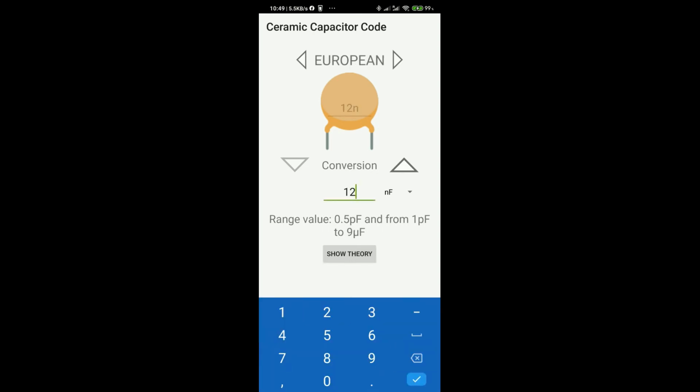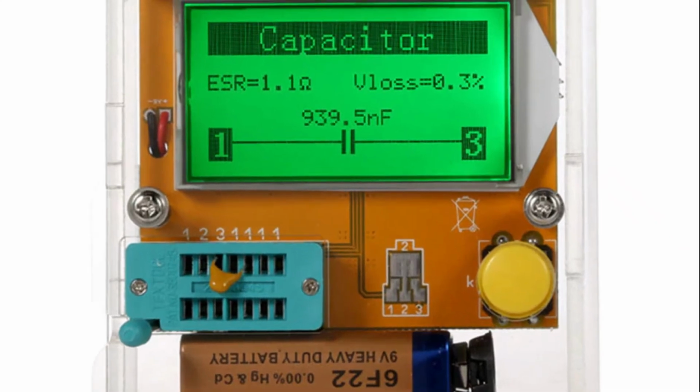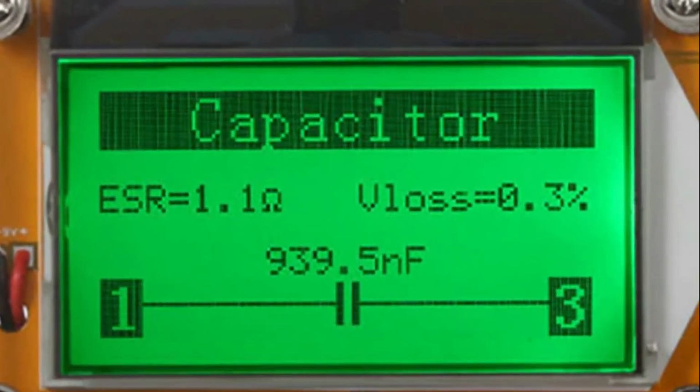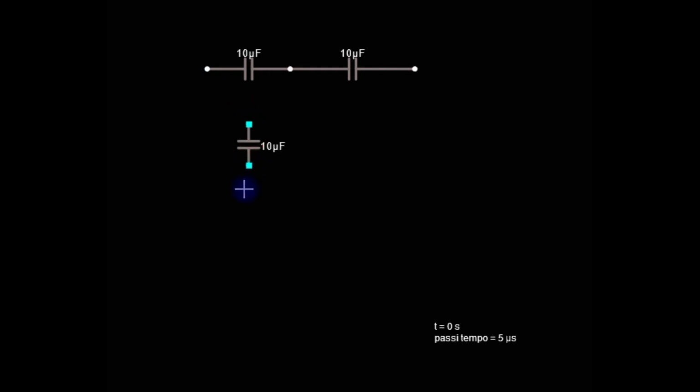If you want to know the real value, including more parameters such as ESR, it's possible to buy specific tools like this LCR meter. Perfect, now we can finally go to the lab. This time, let's skip the main configurations. Indeed, we can connect two or more capacitors in series or in parallel, but I will explain how to calculate the total capacitance and other details in another video.